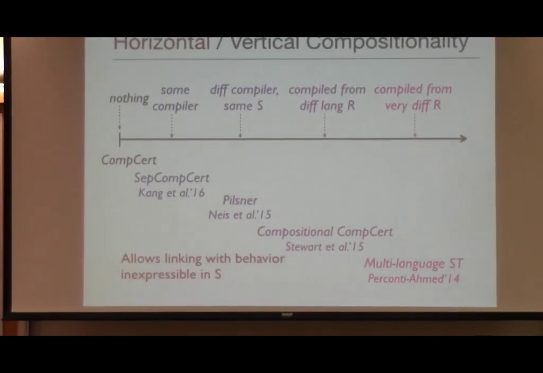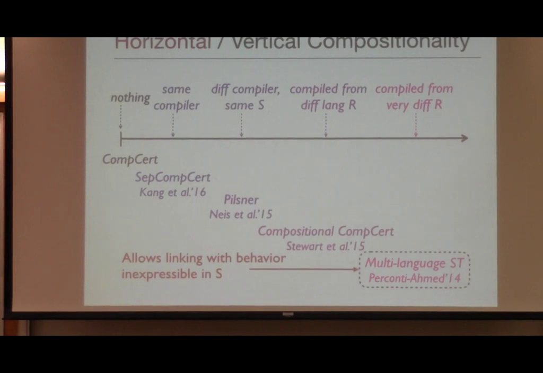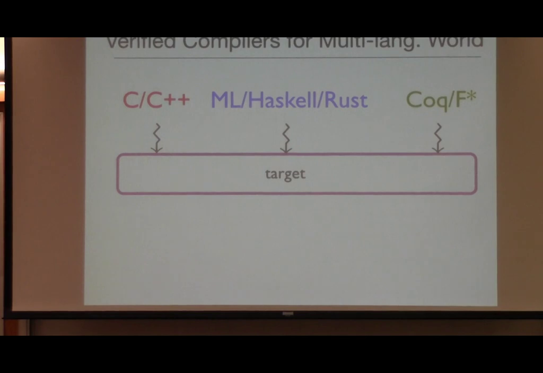The only piece of work on this slide that allows linking with behavior that is not expressible in S is the multi-language semantics one, as I've already said. Compositional CompCert technically does not, because they link with all these languages that are very C-like. They all satisfy the CompCert memory model. So anything that you're writing at the assembly level, you can express somehow at the C level. That's conjecture, but I'm fairly sure.